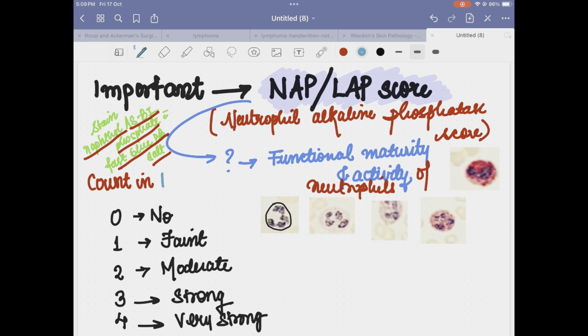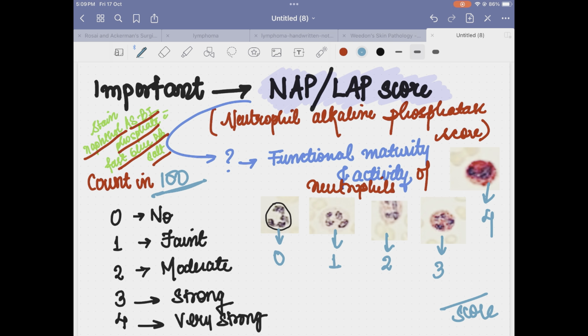100 neutrophils have to be counted, and you have to score each neutrophil, and then you have to give the final score. So if there are no granules, no reddish granules after staining on the peripheral smear, you score it as 0. If they're just faint granules, score it as 1. Moderate amount of granules, 2. If there is strong staining, 3, and then you have very strong staining, which is 4.